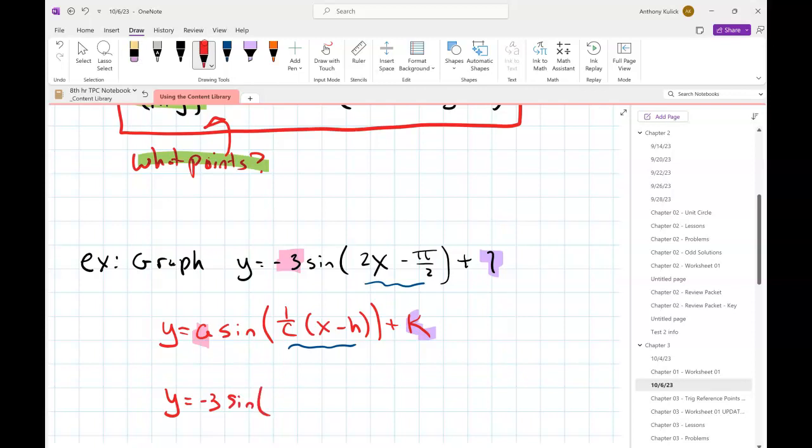Okay, so let's start down that path. I notice that the coefficient on the x is 2, so I'm going to start by factoring a 2 off. When I factor a 2 off of the 2x, it just becomes x. But when I factor a 2 out of pi over 2, what does it become?